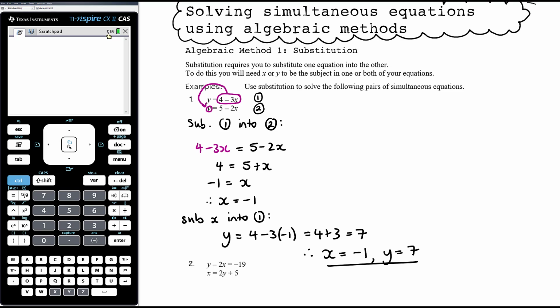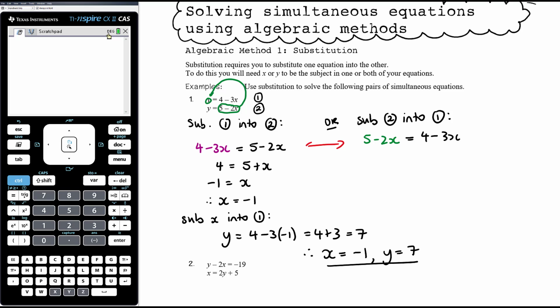And so therefore the simultaneous solution to these equations is x equals negative 1, y equals 7. Just to be clear, alternatively, because y is the subject in both of these, we could have said that's y is equal to that thing, and we can substitute that in place of y in the other equation. So we could have instead started by subbing equation 2 into equation 1, which would have meant that we got 5 minus 2x is equal to 4 minus 3x. But that's the same thing. Solving that, it's exactly the same equation, and so you get to the same solutions.